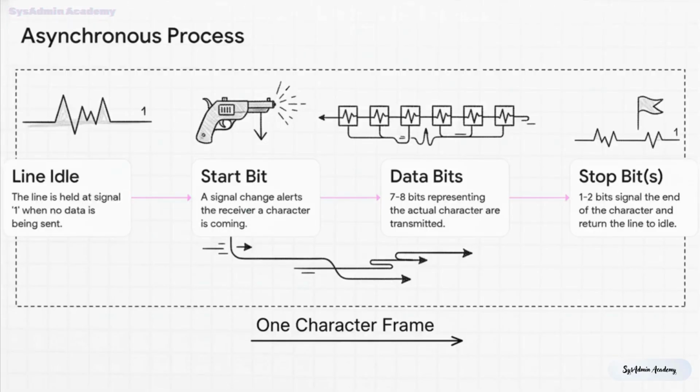Let's break down how this actually works on the wire. As you can see here, the line is normally just sitting there, idle, at a high voltage, which we call a state of 1. Then a start bit suddenly drops the voltage. That acts like a starting pistol, alerting the receiver that, hey, data is coming. Then the actual bits for the character are sent, followed by 1 or 2 stop bits, which raise the voltage right back up to idle, signaling the end. This entire frame, start, data, stop, is all dedicated to just a single character.